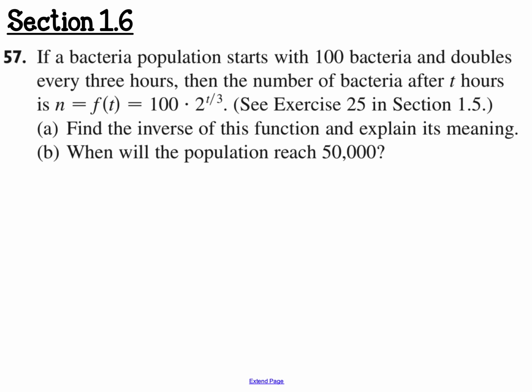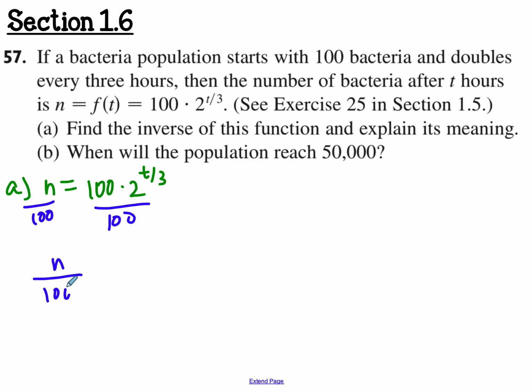So what I would do is, this one's a real life problem, so I'd probably use n and t and just keep it that way. So I'd have n equals 100 times 2 to the t over 3. It always helps you guys find the meaning if you leave it that way. So what I'm going to do is just get t by itself. So I divide by 100. So I have n over 100 equals 2 to the t over 3.